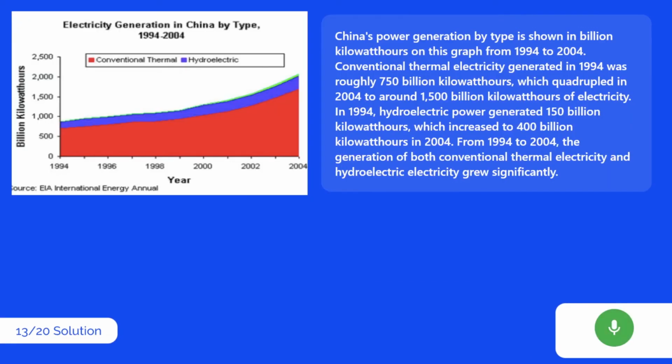China's power generation by type is shown in billion kilowatt-hours on this graph from 1994 to 2004. Conventional thermal electricity generated in 1994 was roughly 750 billion kilowatt-hours, which quadrupled in 2004 to around 1,500 billion kilowatt-hours of electricity. In 1994, hydroelectric power generated 150 billion kilowatt-hours, which increased to 400 billion kilowatt-hours in 2004. From 1994 to 2004, the generation of both conventional thermal electricity and hydroelectric electricity grew significantly.